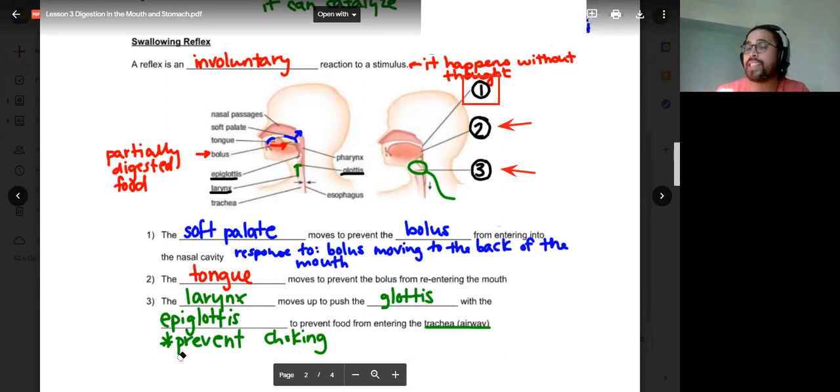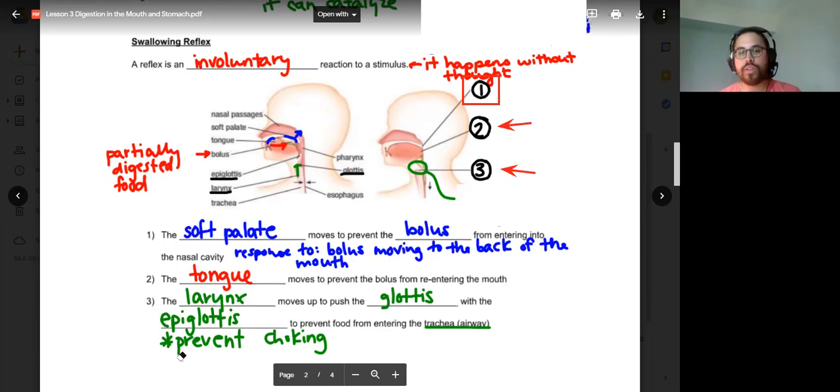So all of these things that happen: the soft palate protecting the nasal cavity, the tongue closing off the mouth, and then the larynx, glottis, and epiglottis closing the airway off. All of those allow that bolus to have only one place it can go, and that's down the esophagus, allowing the swallowing reflex to be complete.